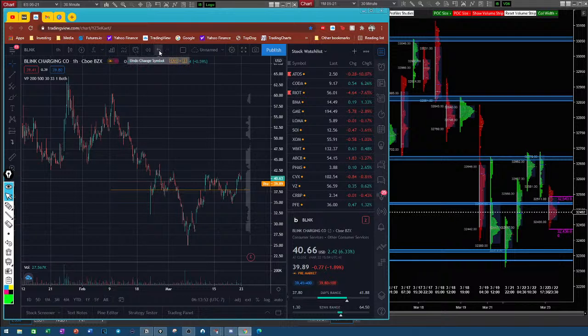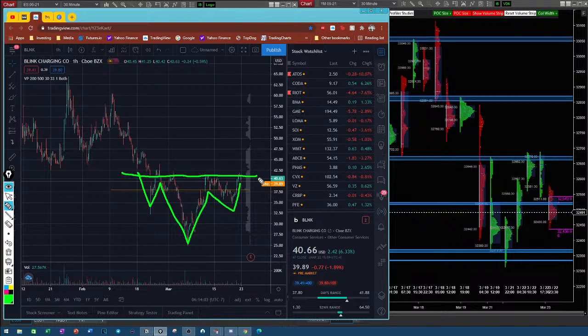Blink Charging Co. All right, very, very nice inverse head and shoulders right here. So you can see we got a shoulder, we got a head, and we got a shoulder. And then we have our neckline, and we're opening right below the neckline. So I am looking for this thing to break through that and just really start trucking.